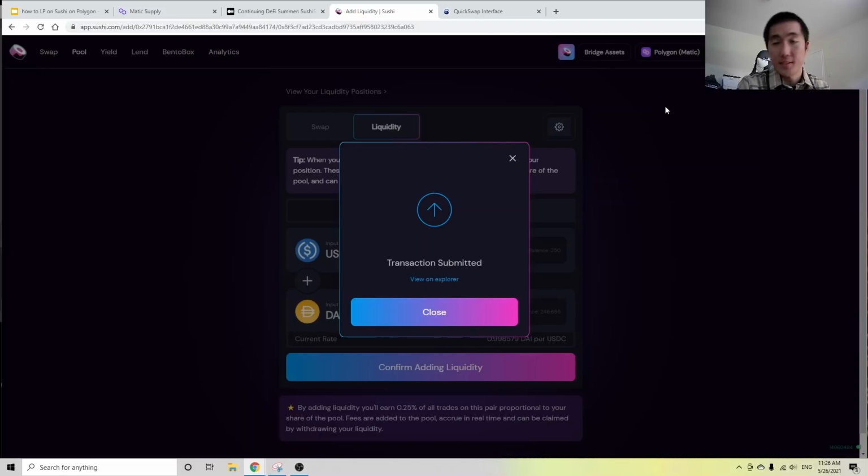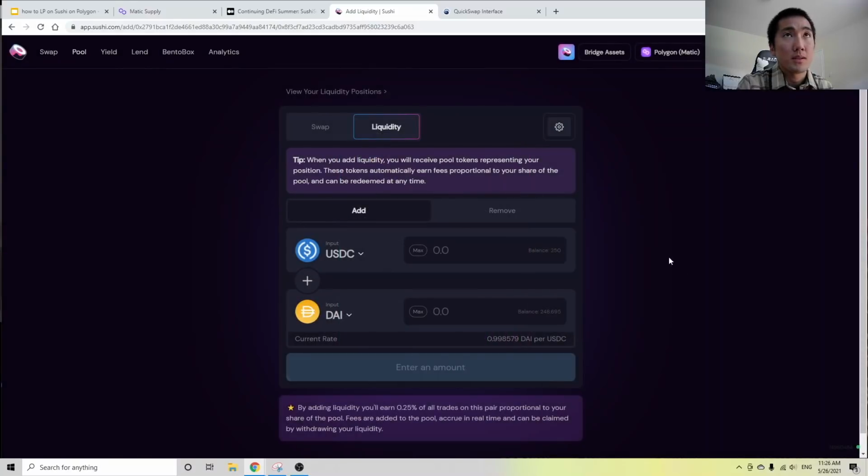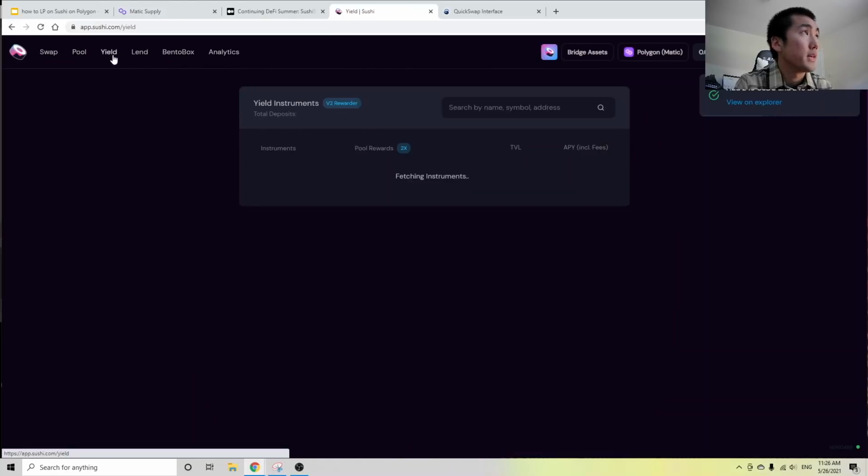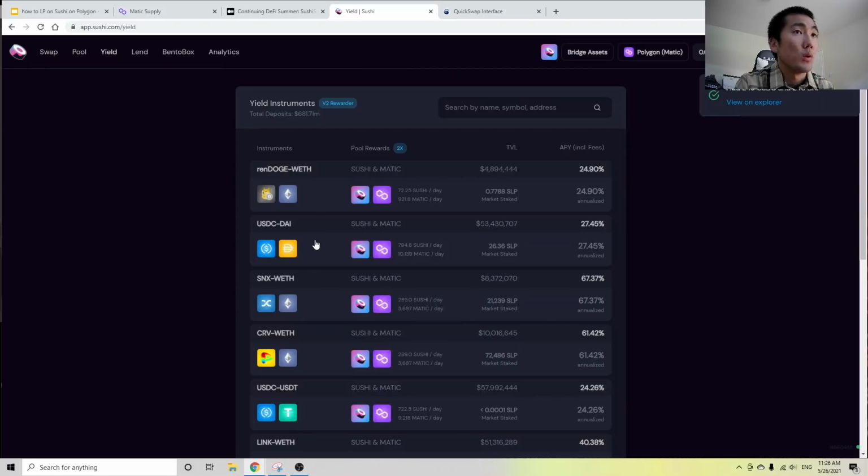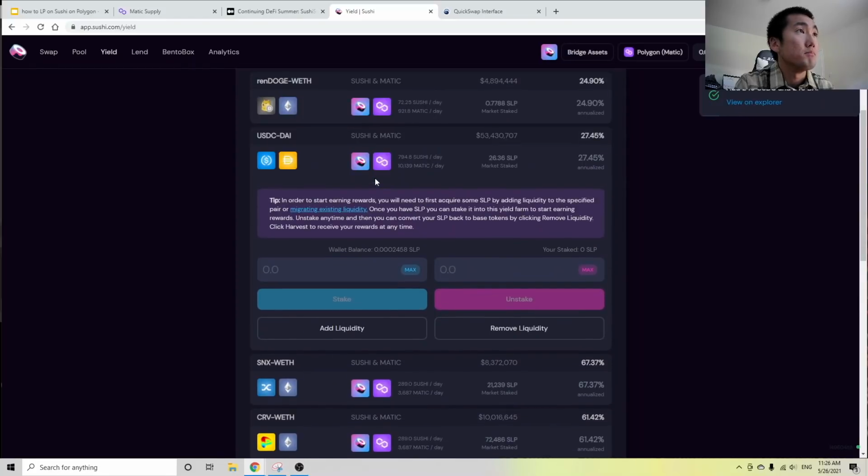And all this takes Matic, right? The Matic token to essentially run these smart contracts. But because Matic is one of the best scaling solutions out there for Ethereum, this is really, really easy. Okay, so I added to, I think I already provided liquidity, right? So let's go into the yield tab again and see whether I can submit my LP pools.